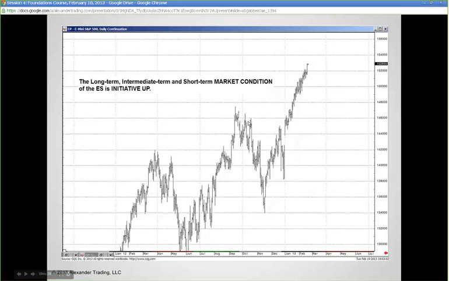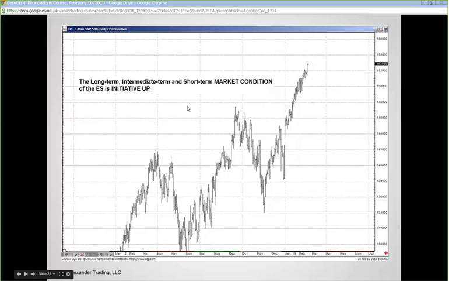Okay, market condition. This is the ES, obviously, and this does not include the day's trading. But actually, it would not change this, except it would change the short term. When I made this chart, I think I made it yesterday. Long-term, intermediate term, and short-term market condition of the ES is initiative up.